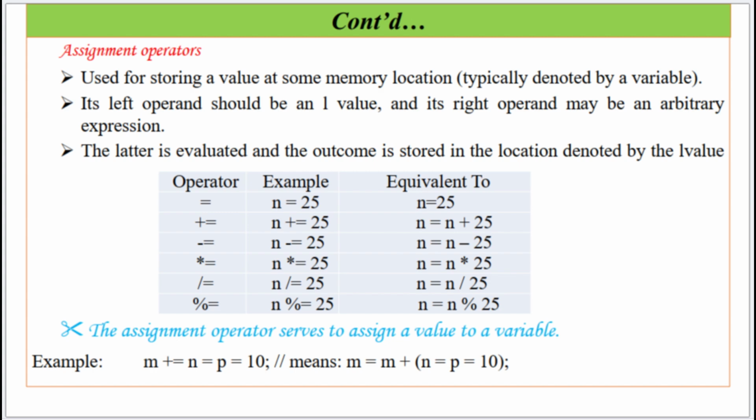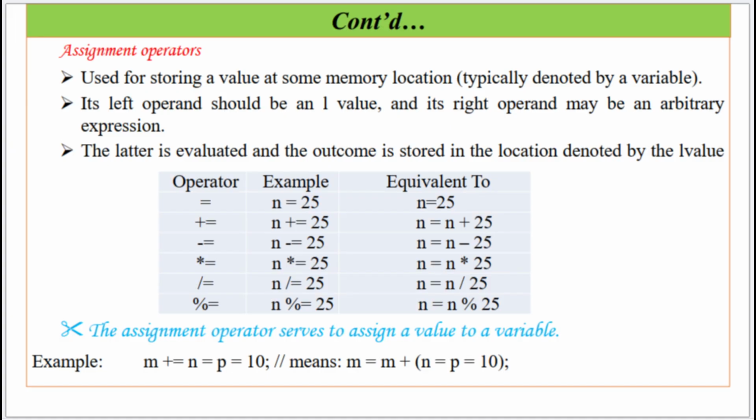Assignment operators use it for storing a value at some memory location, typically denoted by a variable. Its left operand should be a variable and its right operand may be an arbitrary expression. The latter is evaluated, then the outcome is stored in the location denoted by the left operand.